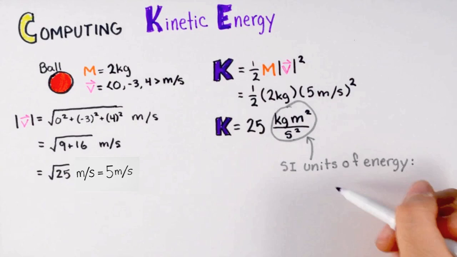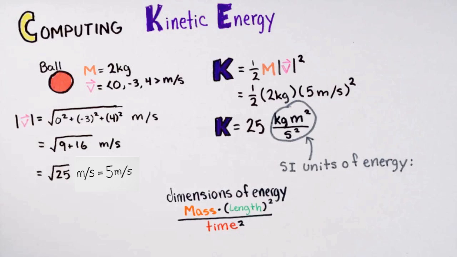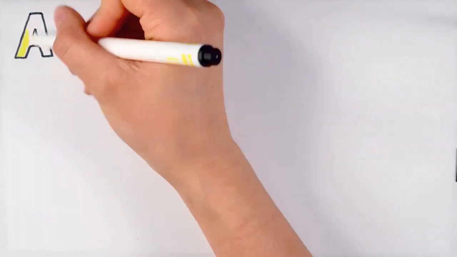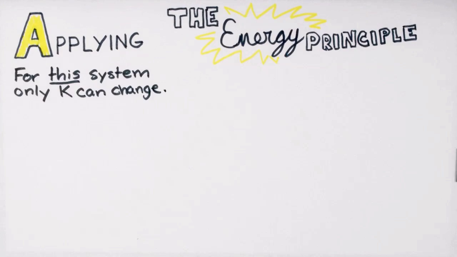From this, we can see that the dimensions of energy, including kinetic energy, are mass times length squared divided by time squared, with corresponding units in the SI system, kilograms, meters squared, per second squared. Note the unit of energy has a special name. It's called a joule. We will discuss other types of energies associated with a system in later lectures. For now, though, let's discuss how the energy principle would be applied in a case where the only system energy that can change is the kinetic energy.